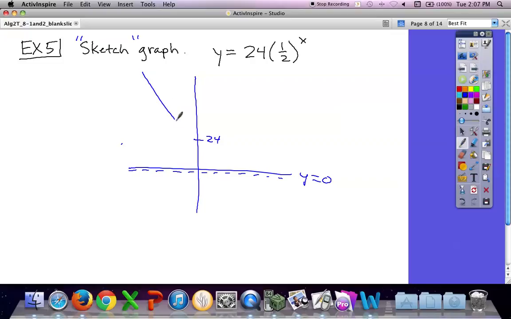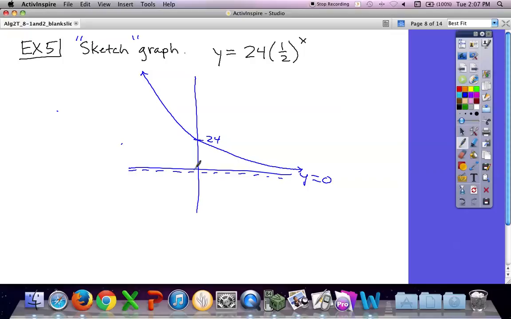So here's the sketch of the graph. That's what I mean by sketch. Right? Understand the shape that you expect. In this case, there should be the y-intercept and the asymptote.